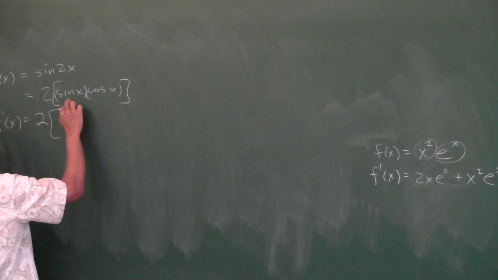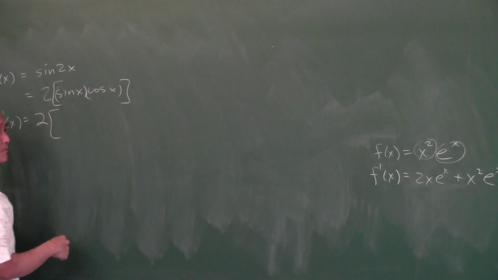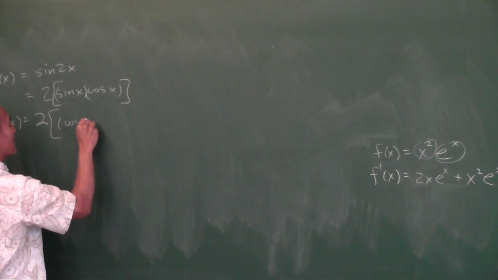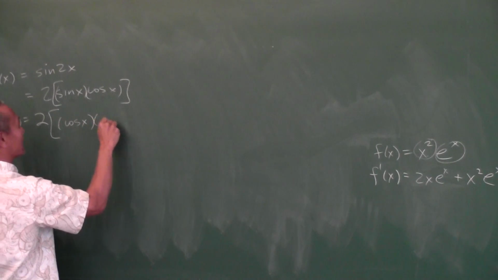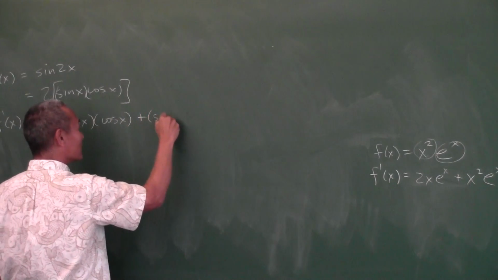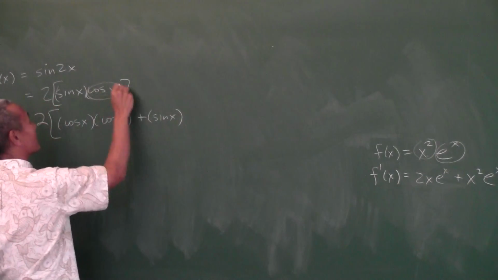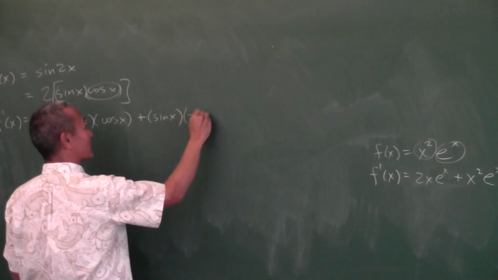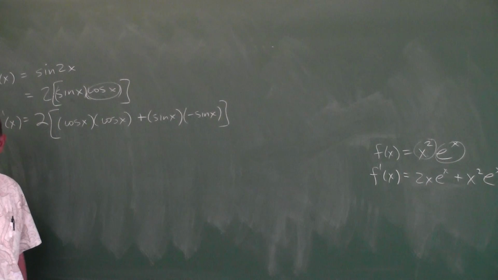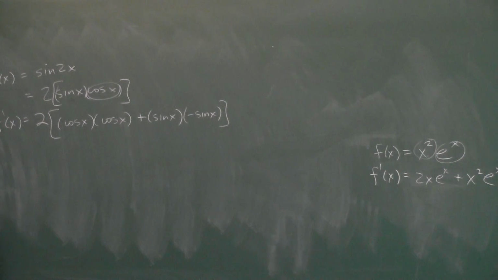And then since you have a product here, you use the product rule. Now, how does the product rule work? Derivative of the first. Yeah, I know, but you gotta tell me what it is. Leave the second one alone, plus, now you leave the first one alone, times the derivative of the second, which is negative sine x. I hear Morris saying something. That's 1. Cosine squared x minus sine squared x is 1.